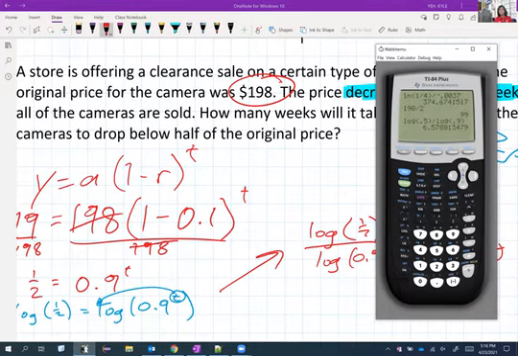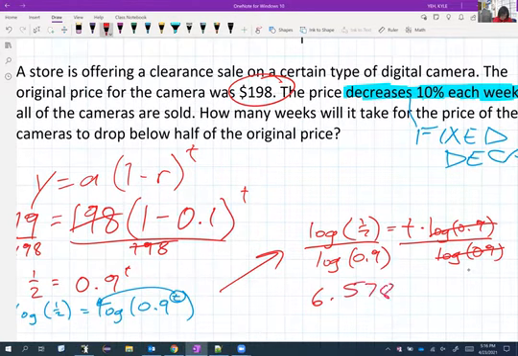I get 6.5788. 6.5788 equals t. Now, before I circle this and move on, in the context of this problem, it sounds like maybe at the beginning of each week, Monday morning, the store knocks it down another 10%. So how many weeks will it take? Well, it takes over 6.5 weeks, but it's probably not going to happen in the half week.